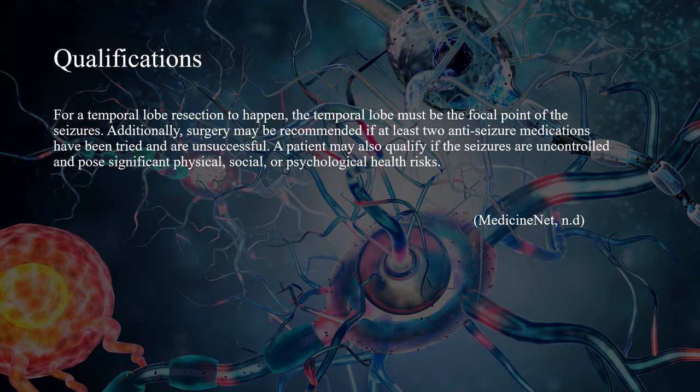For a temporal lobe resection to happen, the temporal lobe must be the focal point of the seizures. Additionally, surgery may be recommended if at least 2 anti-seizure medications have been tried and are unsuccessful. A patient may also qualify if the seizures are uncontrolled and pose significant physical, social, or psychological health risk.